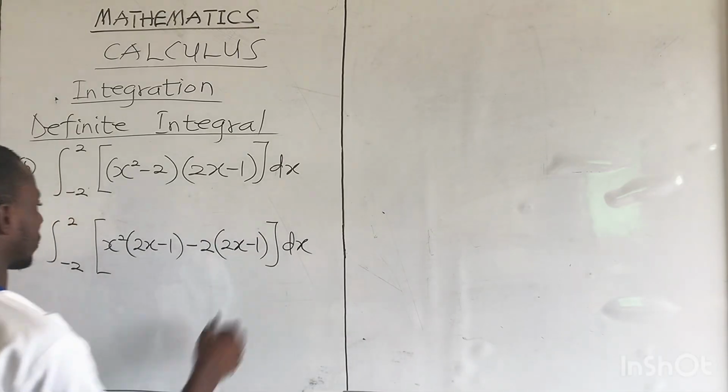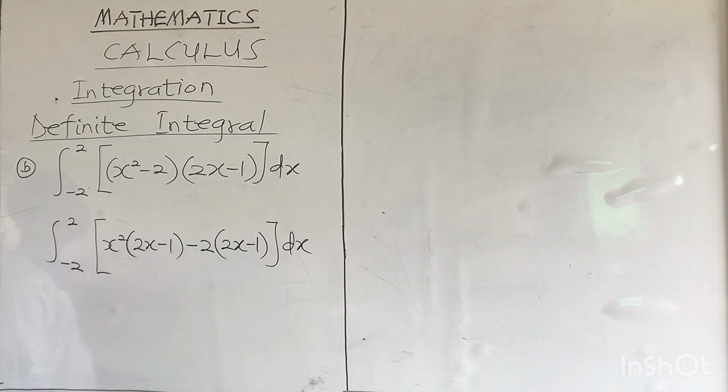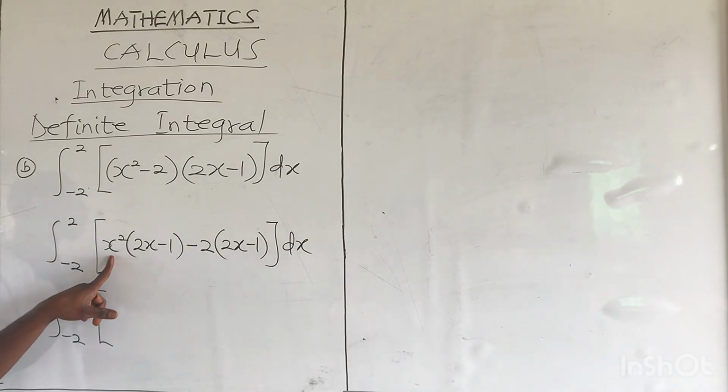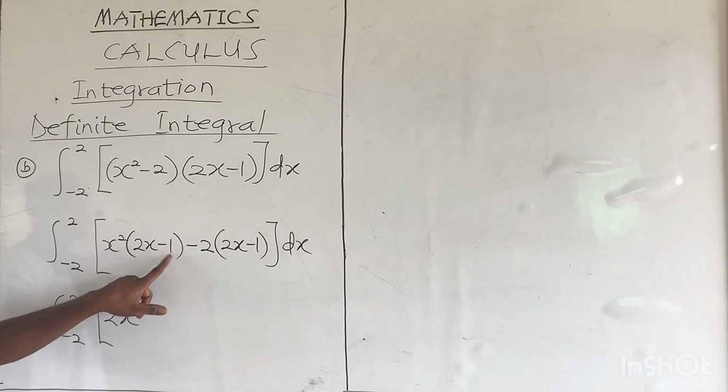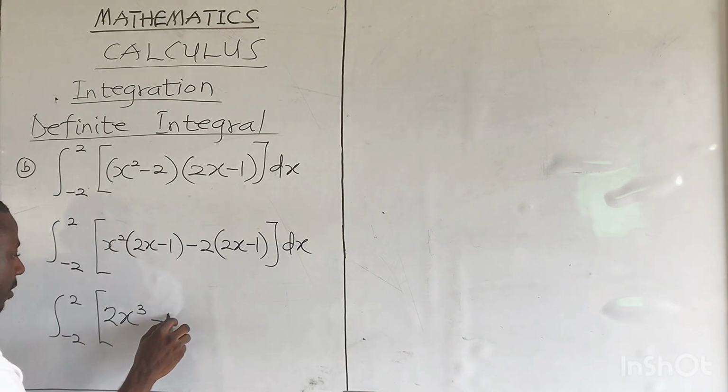dx. So we are going to expand again. We have from negative 2 to positive 2. Then x squared times 2x, we get 2x cubed. x squared times minus 1, minus 2.